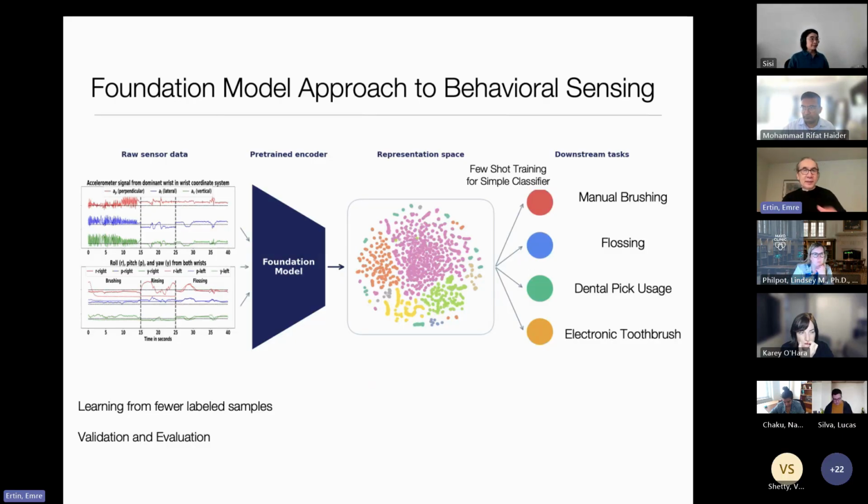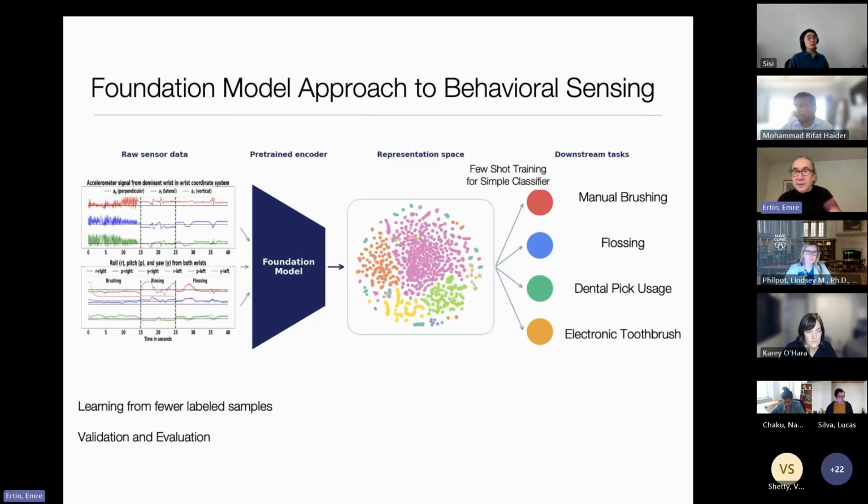And this foundation model comes, the weights are available. You could download it and then take your windows of data, push it through, and then get to a manageable representation or a feature space. And then you do a training with a simple classifier, sometimes as simple as linearly combining the features provided by this foundation model, and map it to manual brushing, flossing, dental disc usage, electronic toothbrush.